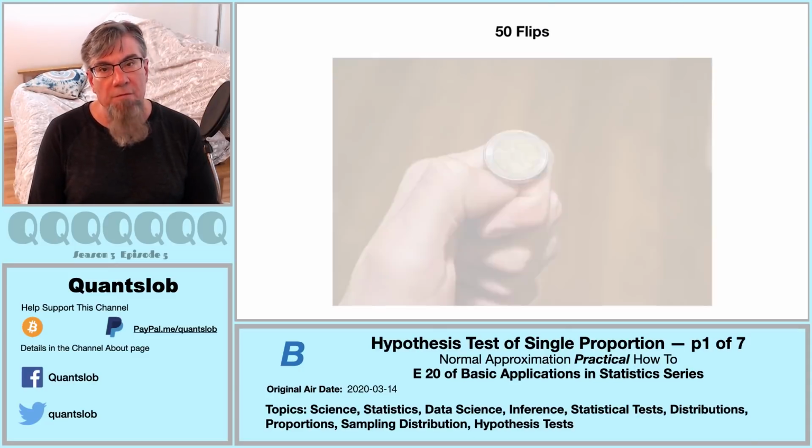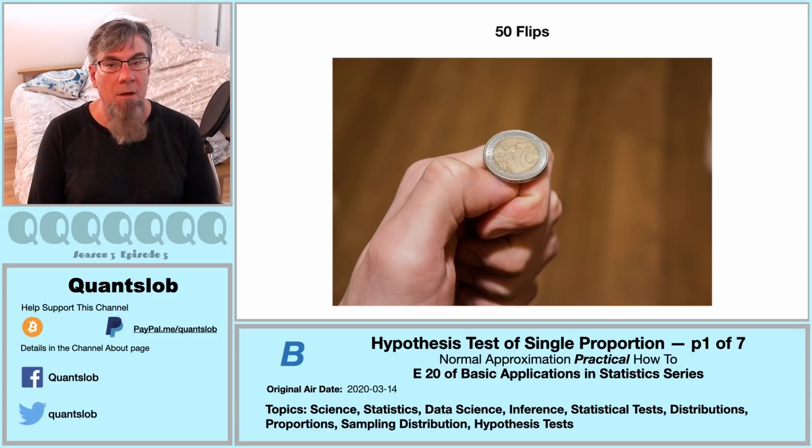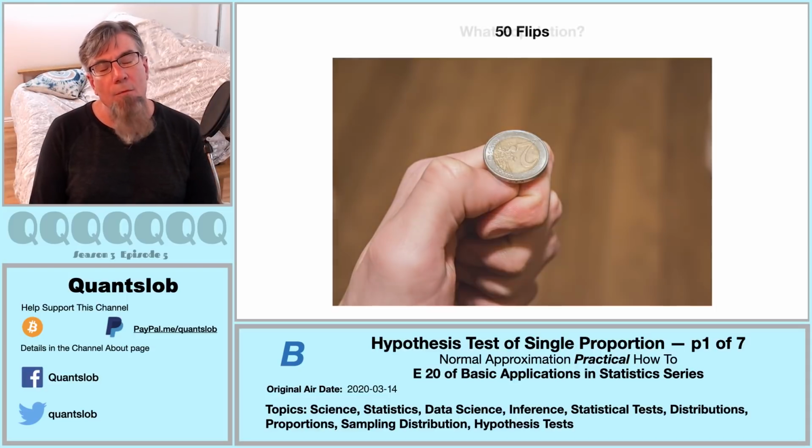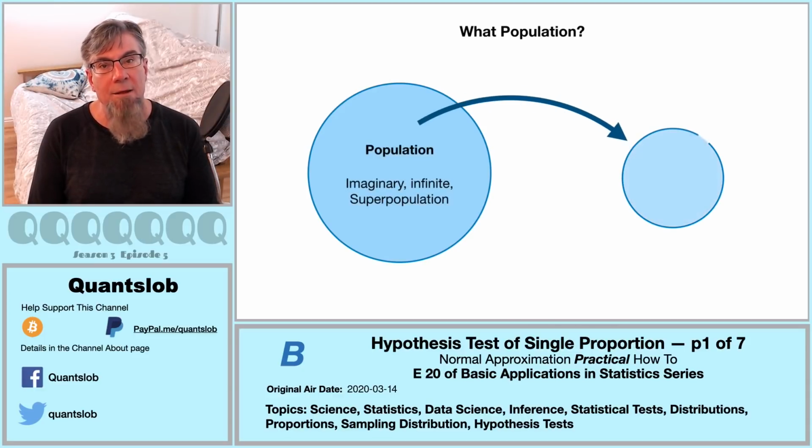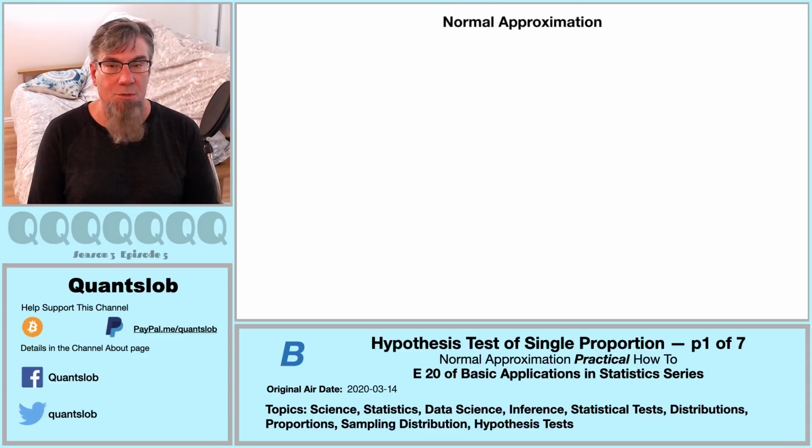So we're going to flip this coin 50 times and record the outcome of each flip. And by the way, our reference population can be described as a superpopulation: every possible flip and landing of this coin, or perhaps more accurately, every possible flip and landing of this coin over the next 50 flips, over the next 10 or 15 or so minutes.